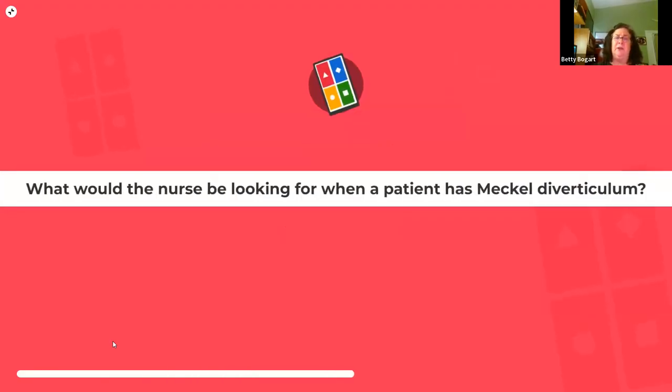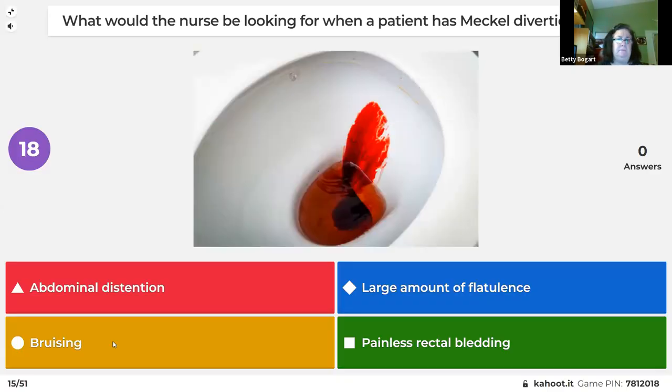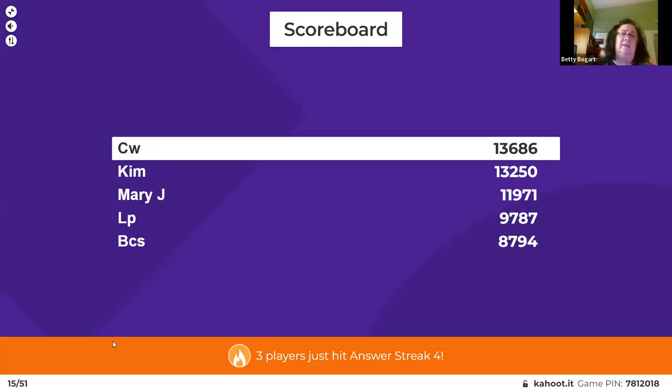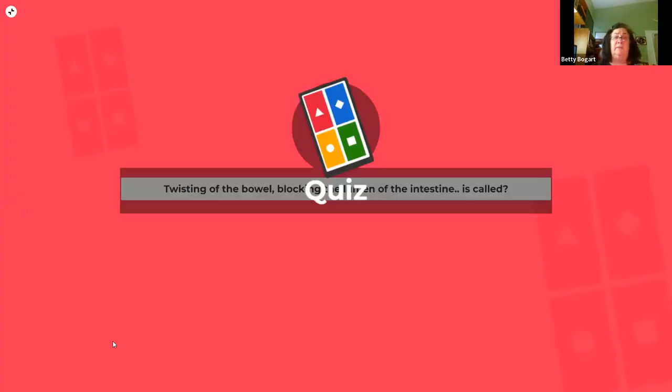What would the nurse be looking for when a patient has Meckel diverticulum? I describe it like a skin tab with a vessel that breaks off, and you're just leaking blood through the intestines and it needs a surgical repair. You need to go in and get that vessel because it will continue bleeding.